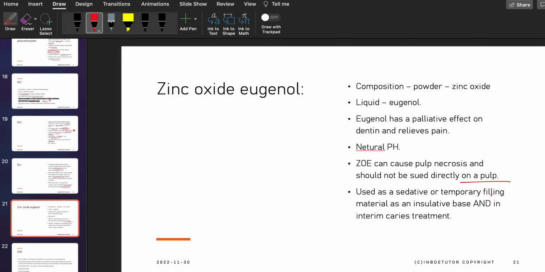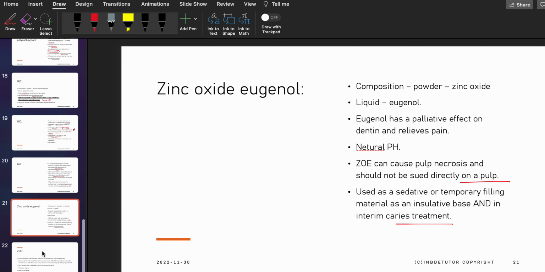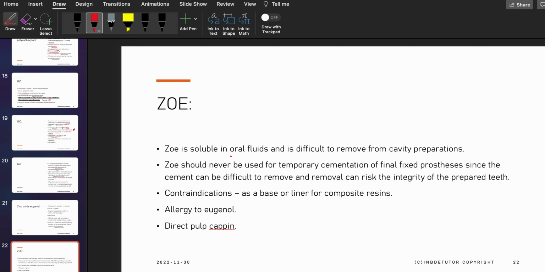It's used as a sedative or a temporary filling material, also as an insulative base and in interim caries treatment. So it can be used as a temporary restorative material. ZOE is soluble in oral fluids, and it is difficult to remove from cavity preparations. It should never be used for temporary cementation of a final fixed prosthesis. ZOE can only be used as a temporary cementation material for temporary crowns, not for the permanent ones, since the cement can be difficult to remove, and removal can risk the integrity of the prepared teeth.